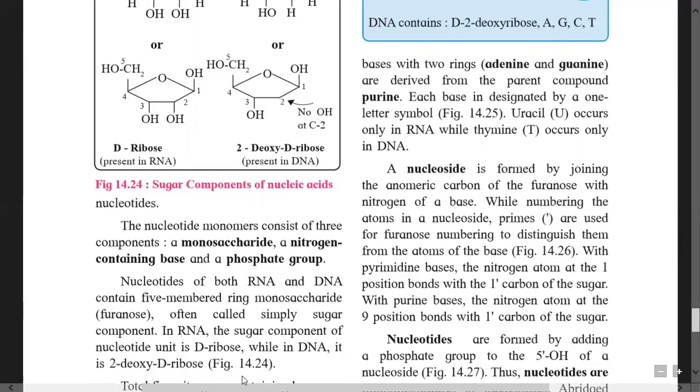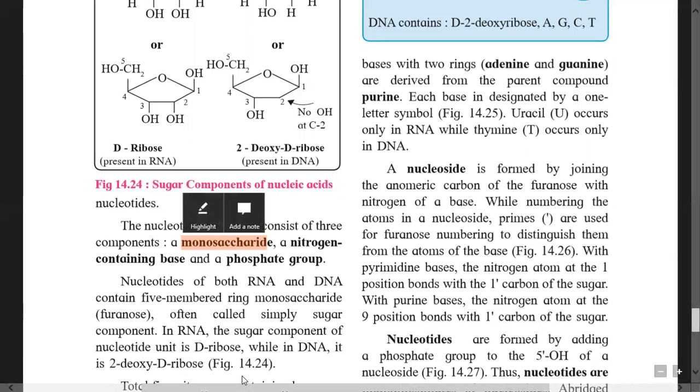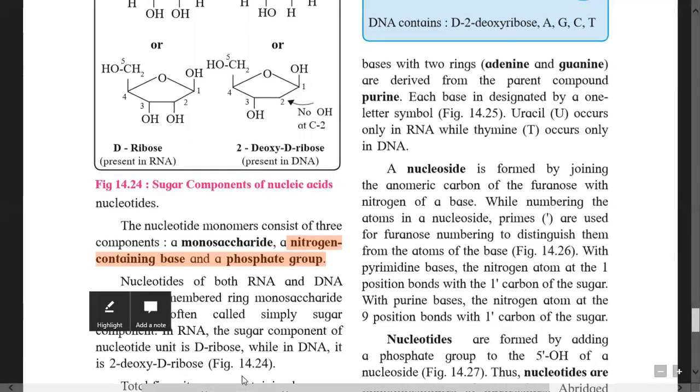This nucleotide consists of three components. In a nucleotide, three components are present. First component is monosaccharide. It is a 5 carbon containing sugar, then nitrogen containing bases, and phosphate group. These are the three components present in nucleotide: monosaccharide, nitrogen containing base, and phosphate group.